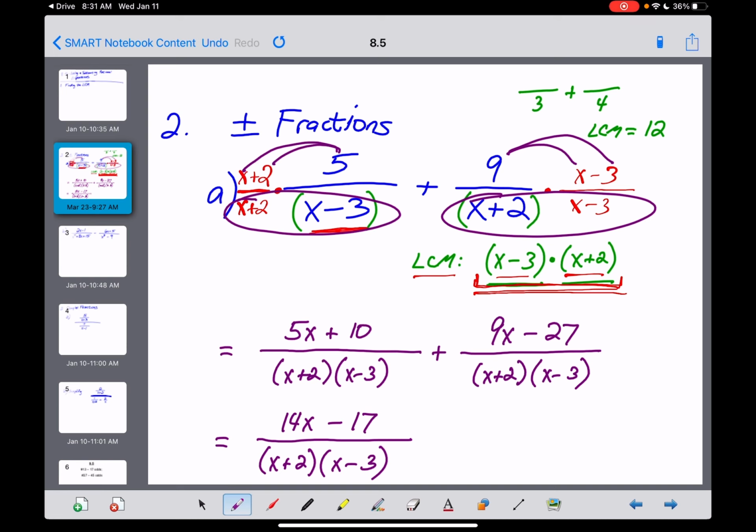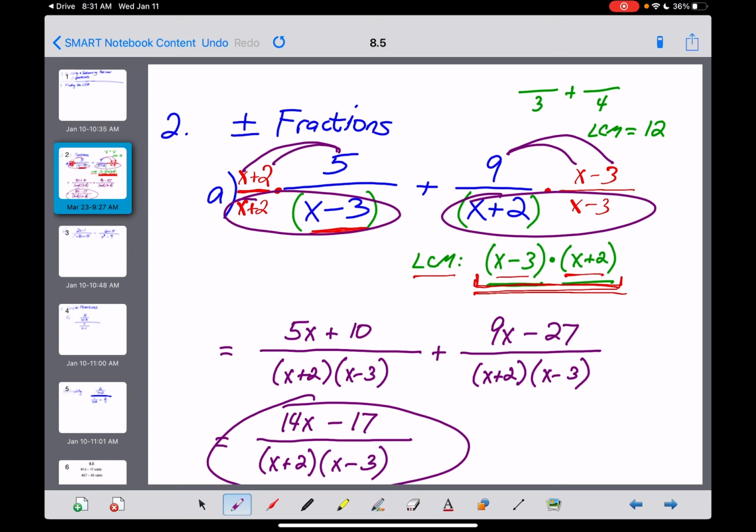Now, in some problems, this is when you're done. In other problems, you have to try to factor and then cancel. So we always need to think, is there something I can do to factor this? Well, there's nothing that we can factor out from the numerator. 14 and 17 don't have any common factors other than 1. And if there's no factoring that you can do, there's no canceling that you can do. This is our final answer here, guys, for this problem.